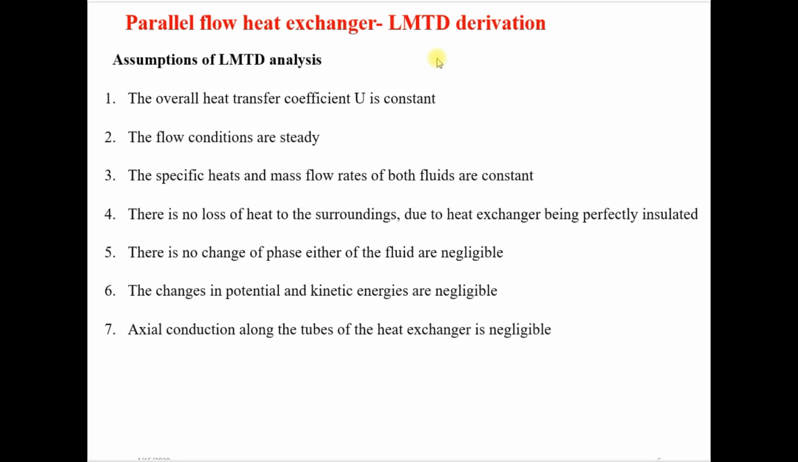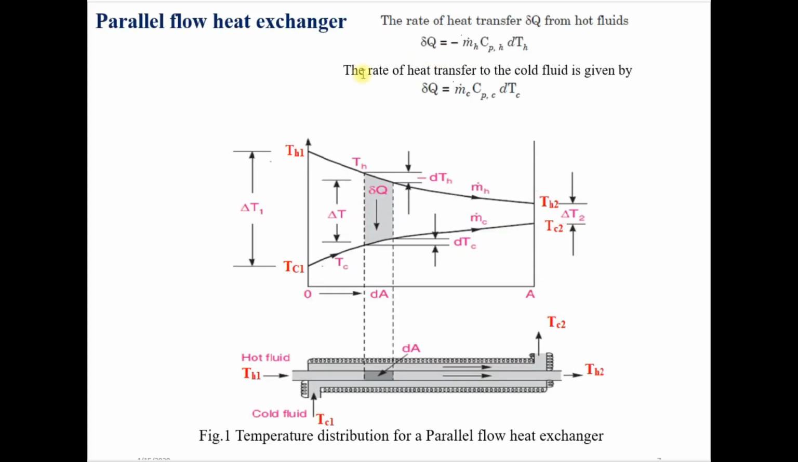The change in kinetic energy, potential energy, specific heat and conduction along the length are negligible. The outer surface of the outer tube of the heat exchanger is well insulated and it does not allow any heat transfer to the surroundings. Therefore, heat transfer occurs between hot and cold fluids only. No fluid is undergoing phase change within the heat exchanger. With these assumptions, we will start the derivation of LMTD for parallel flow heat exchanger.